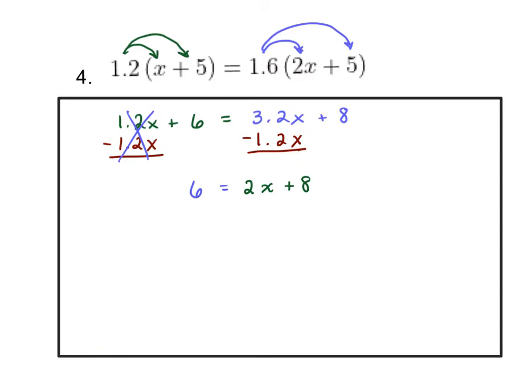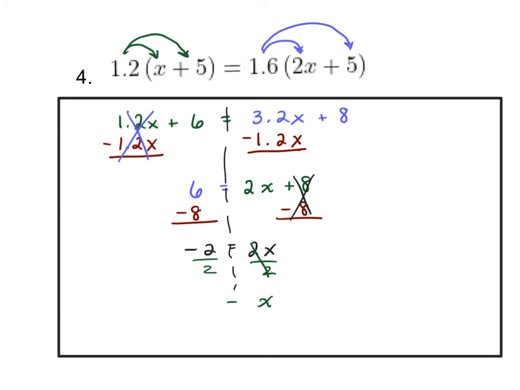Now I move everything away from my x term, so I'm going to subtract 8. Giving me negative 2 on the left-hand side of my equal sign, and giving me a 2x on the right. And I undo a multiplication with division. x is equal to, it looks like, negative 1. And again, we're going to write that with the x on the left-hand side, like so.